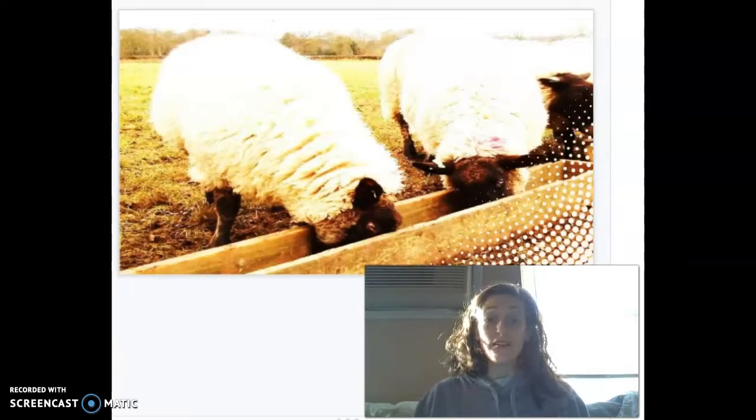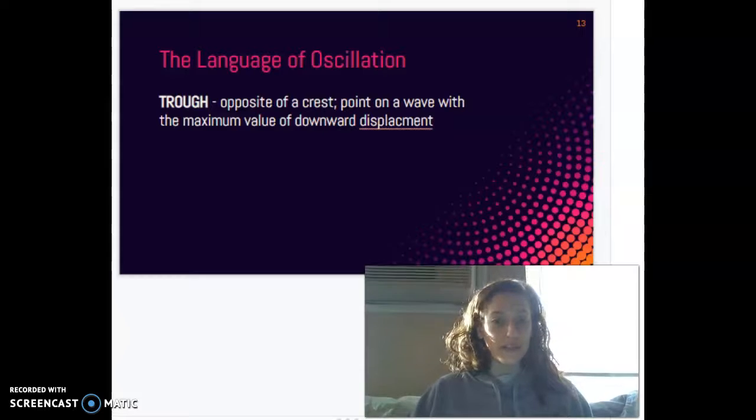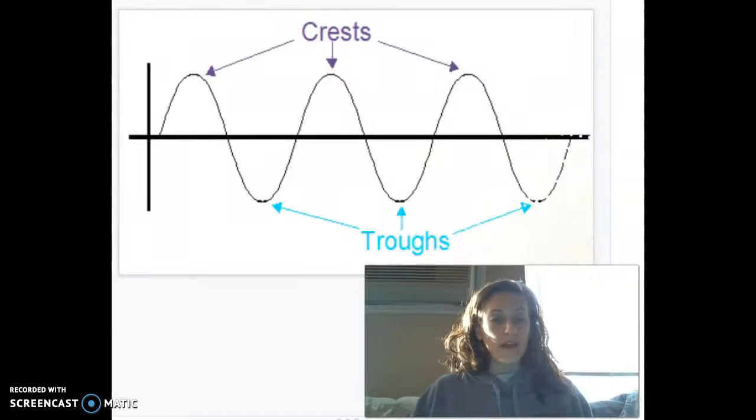Any ideas what this is called? It is a trough. And in waves, it is the opposite of a crest. It's the point on the wave with the maximum value of downward displacement. As we can see in this waveform, the crests are the top points, the troughs are the bottom points.